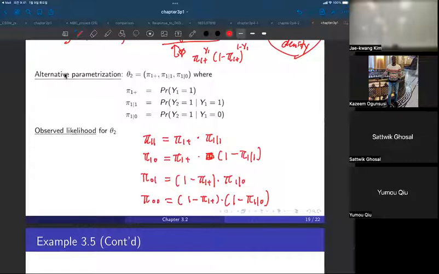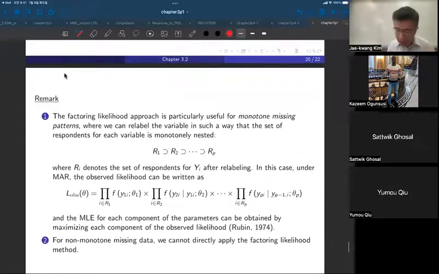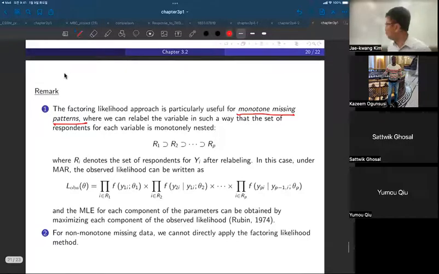When we want to use this? Yeah, that's a good question. That is actually the main topic of the course. When we have a monotone missing pattern, monotone missing is something like this. We have y1, y2, y3, something like monotone, so a subset of respondents is a subset of the other, something like that.